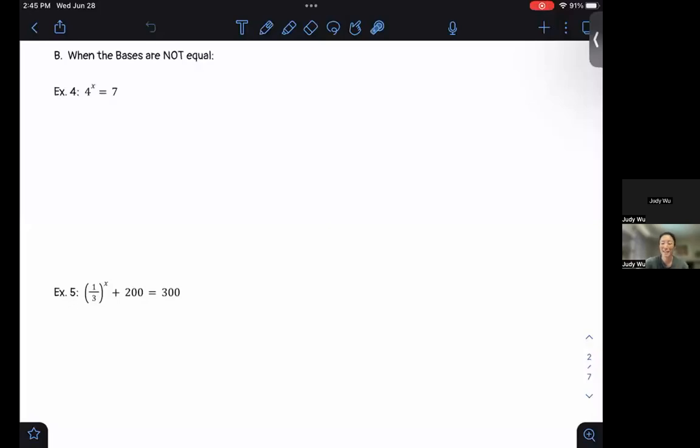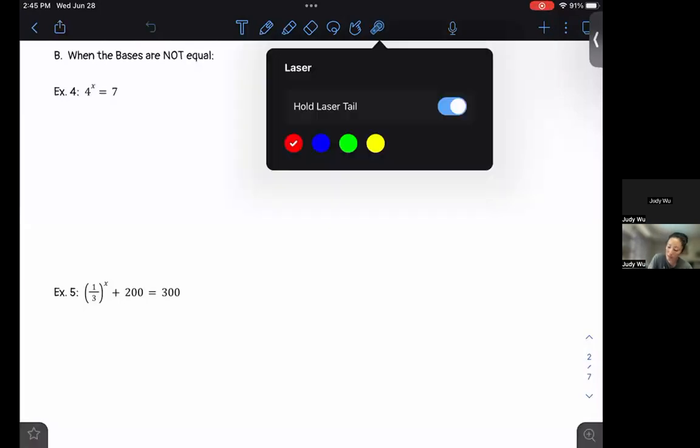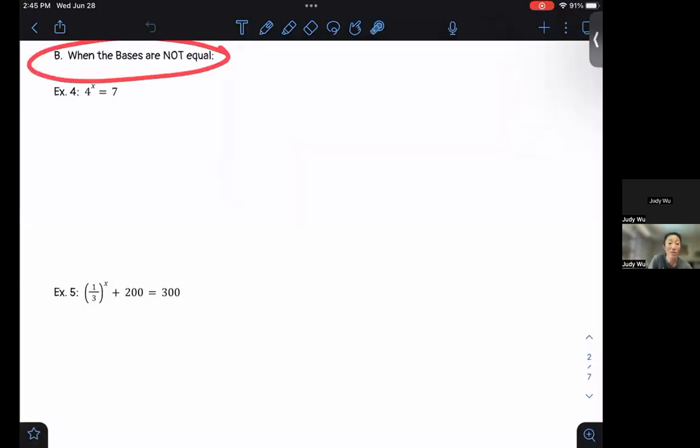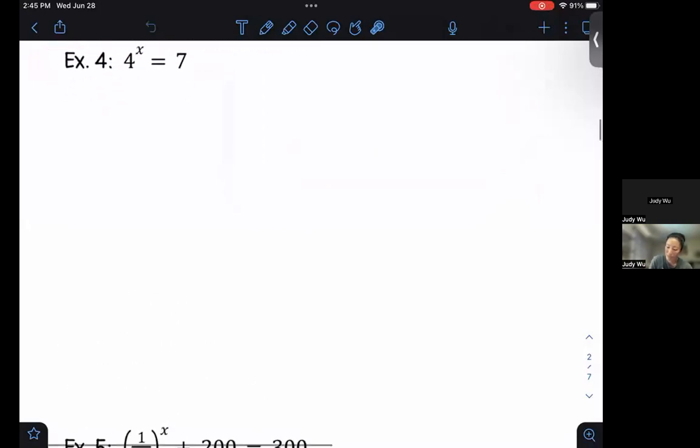Hi, folks. Welcome back to our 4.6 part 2. In this part, we're going to continue looking at exponential equations, but really focusing on the cases when the bases are not equal to each other. All right, let's begin with example 4.